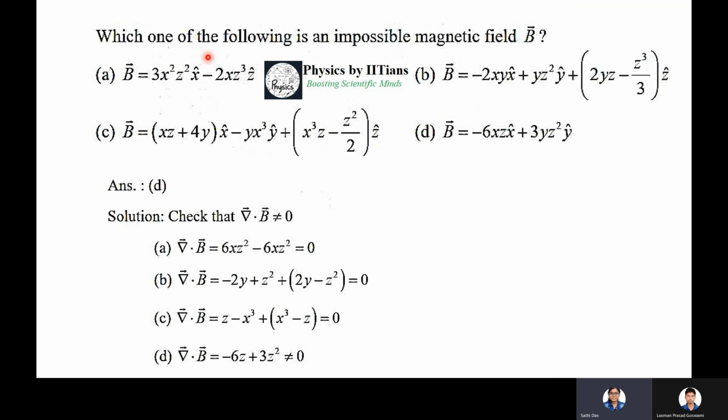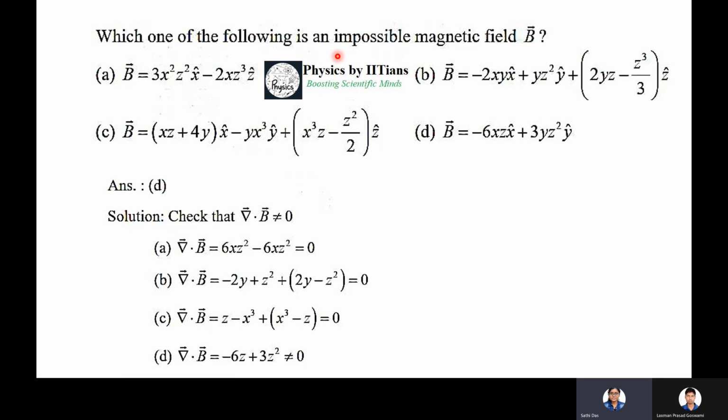The next question: which one of the following is an impossible magnetic field? For a magnetic field to be impossible, we should check the condition that del dot B should not equal 0. Del dot B equals 0 is the valid condition for a possible magnetic field. Now check whether del dot B is 0 or not. For these three options, del dot B is 0. For option D, del dot B is not 0. So option D is the correct option.